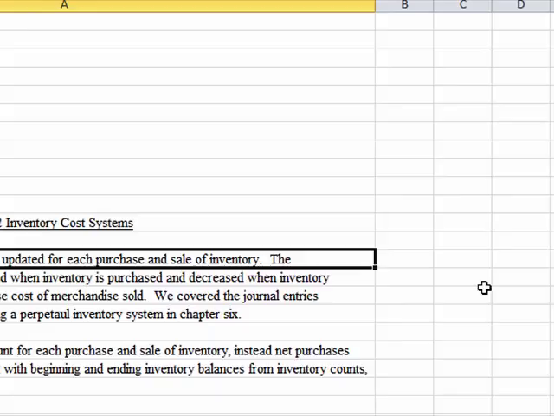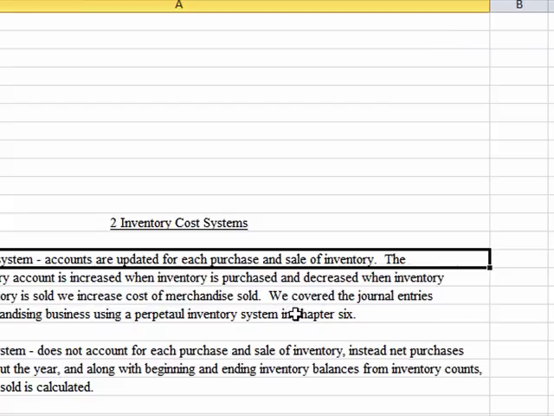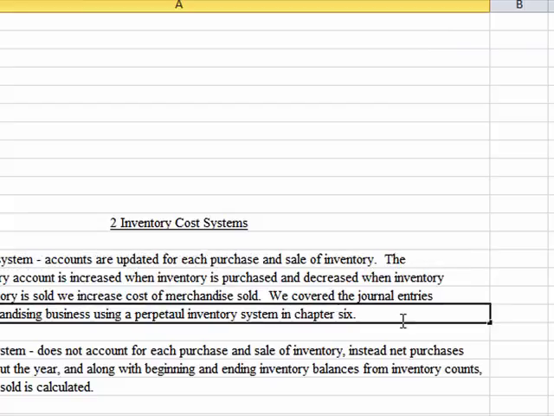Accounts are updated for each purchase and sale of inventory. Merchandise inventory account is increased when inventory is purchased and decreased when inventory is sold. Also, when inventory is sold, we increase the cost of merchandise sold expense account. We actually have that account in the ledger under a perpetual system. And we covered the journal entries required for a merchandising business using a perpetual system. That should read in Chapter 5.